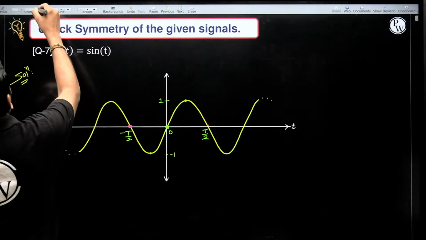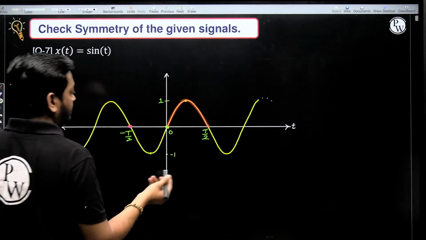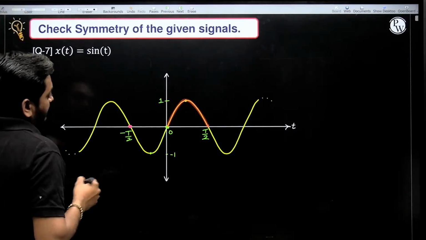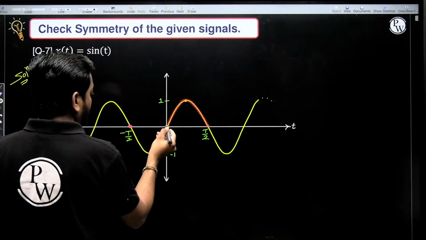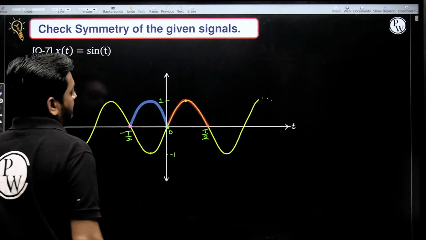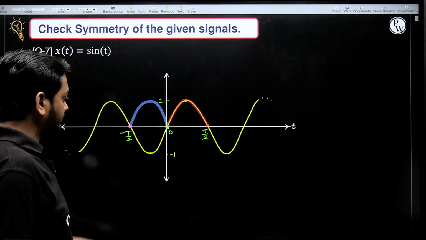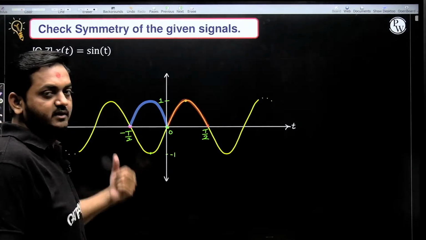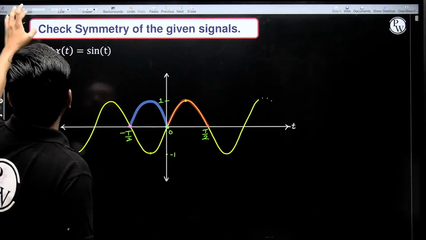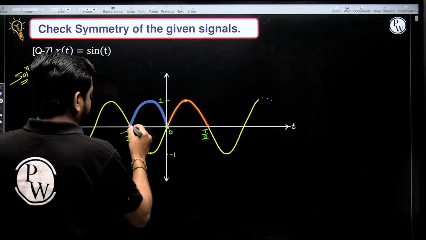So here this is x of t. First, folding with respect to the y-axis: t becomes minus t. This is x of t and this is x of minus t. So x of minus t is not equal to x of t, that's why the given signal is not an even signal. Next is folding with respect to the x-axis, amplitude reversal.